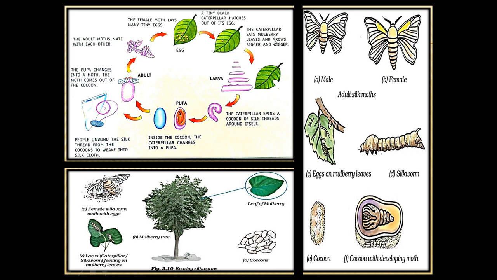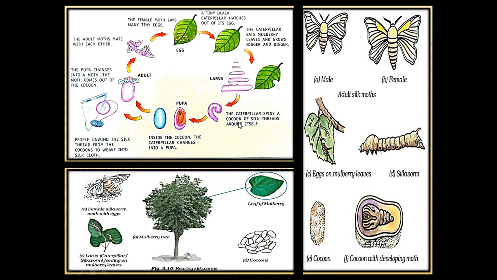This is how the larva grows. Now the larva, like a butterfly's, is called a caterpillar. This caterpillar spins a cocoon of silk threads around itself. Then after 25 to 30 days, they stop eating the leaves and go inside the cocoon, and the caterpillar changes into a pupa. They cover their body with the help of salivary secretion, which when exposed to the air becomes hard. So this is a protective cover around the pupa.